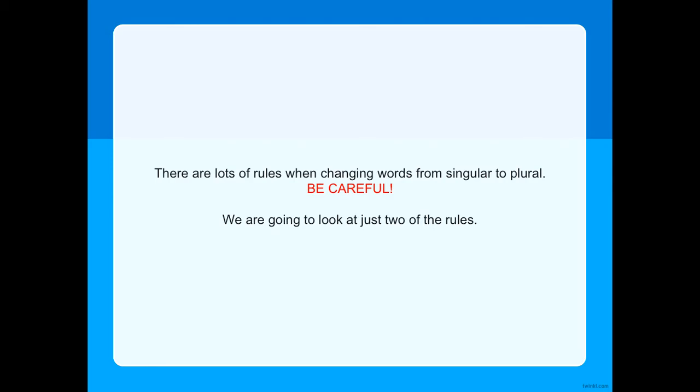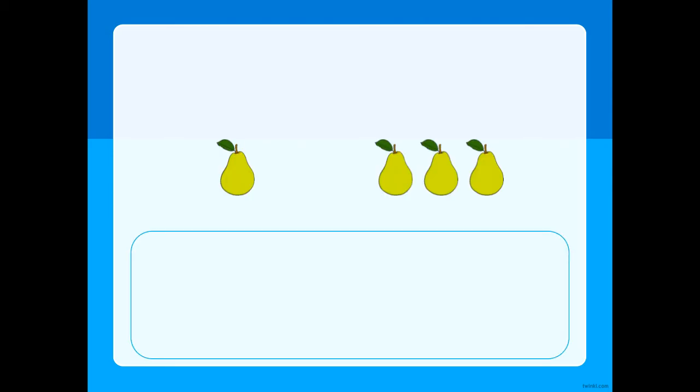So there's lots of rules, but today we're just going to look at 2 of them when we are turning a singular word into its plural form. First of all, what have I got here? What's the singular word you can see here?